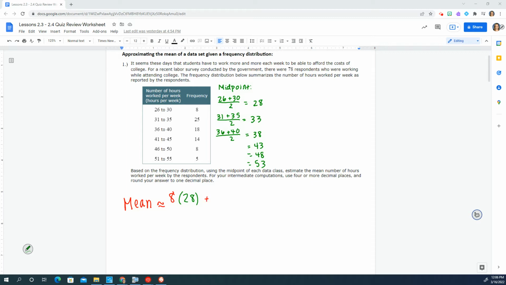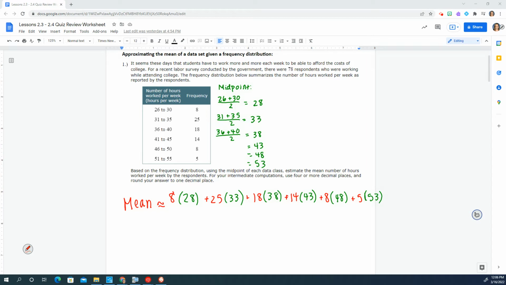Okay, then we had 25 in our next interval. So I have to do 25 times 33. That's the midpoint of my next interval. And then 38 for the next class. Oh, no, 18 for the next class, sorry, times 38. 18 times the midpoint, 38. And then 14 for the next class, which has a midpoint of 43. 8 for the next class, midpoint of 48. 5, the last class, midpoint of 53.